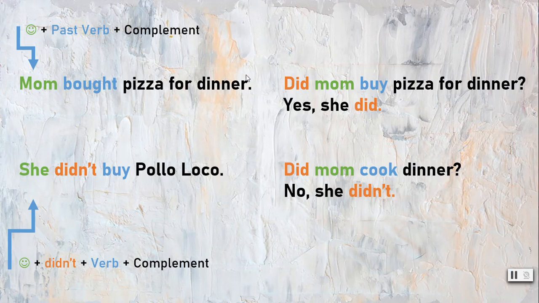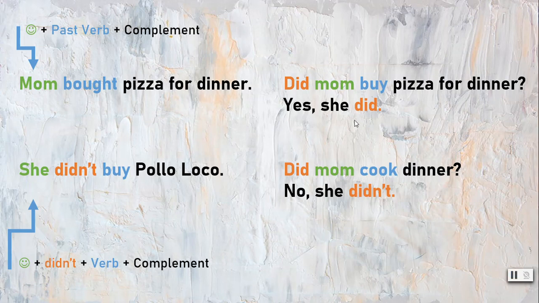So this is the affirmative sentence, and then we have the negative sentence. My mom bought pizza for dinner. She didn't buy pollo loco. We said that didn't is what makes the sentence negative, y también le da la carga del pasado. Por lo tanto, el verbo se va a quedar en su forma original. She didn't buy pollo loco. She bought pizza. Here you have the formula if you want it. It's the same as with regular verbs.